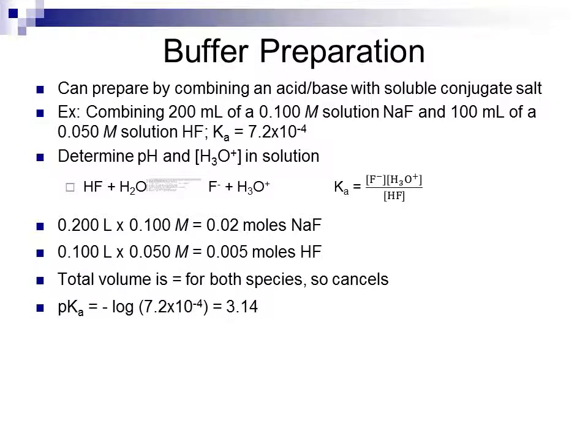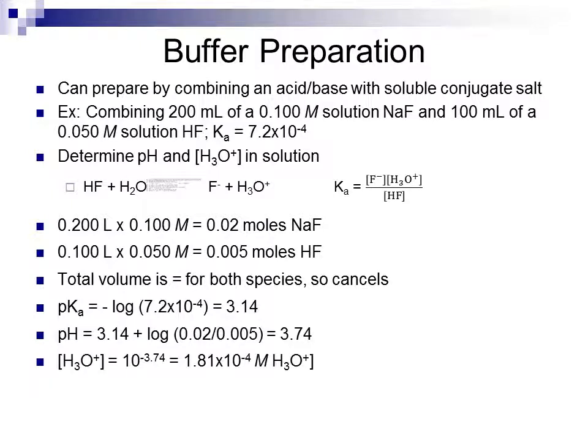We can determine the pH based upon the Henderson-Hasselbalch equation. So looking for the pKa, it is the negative log of the Ka, at 3.14. Our pH then is 3.14 plus the log of my base over my acid, 0.02 over 0.005, which gives us a pH of 3.75. The hydronium concentration is 10 to the negative pH, or 1.81 times 10 to the minus 4 molar hydronium.